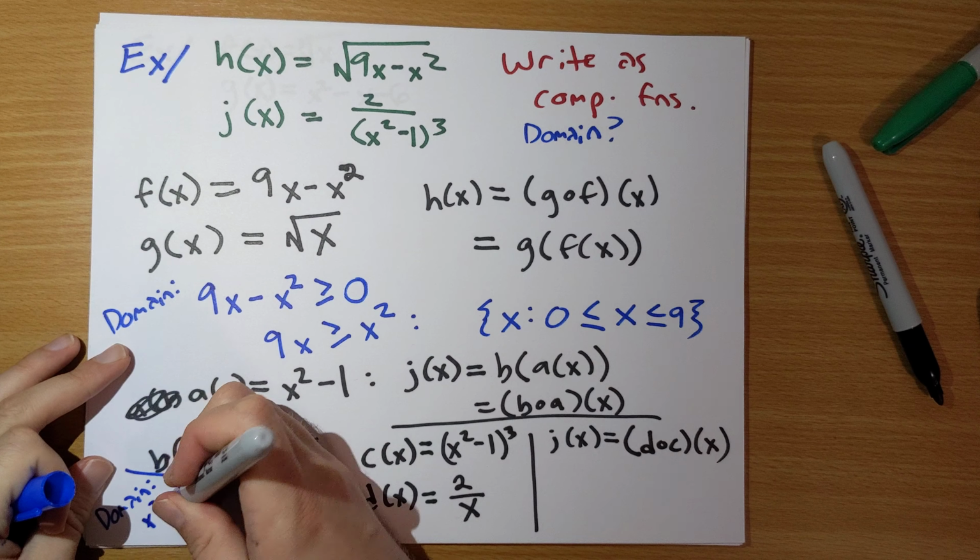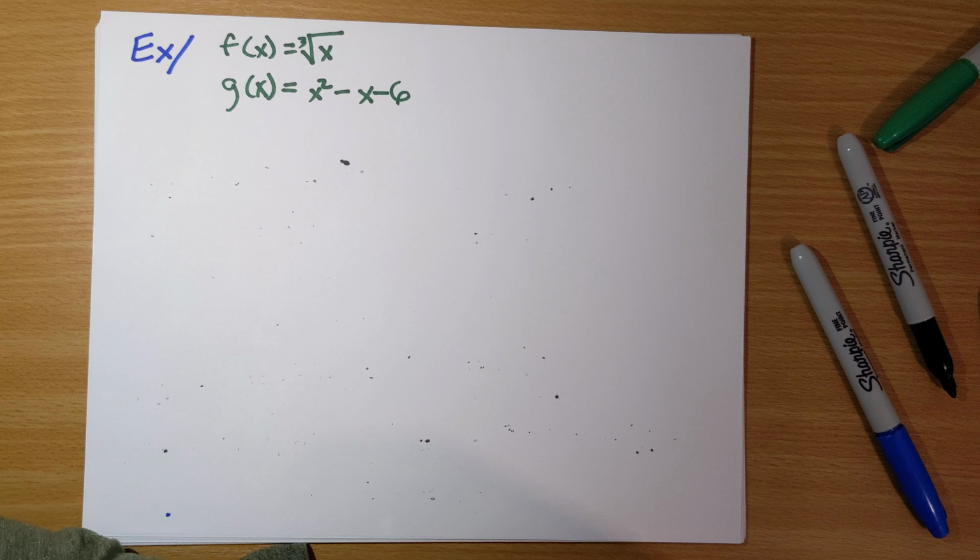One last example here in our little composite functions tour. Given f of x is the cube root of x, and g of x is x squared minus x minus 6, I'm asking you to find the following composite functions. First, g composed with f of x. Everywhere we see an x in g of x, we replace it with the cube root of x. So it'd be the cube root of x, squared, minus the cube root of x, minus 6.